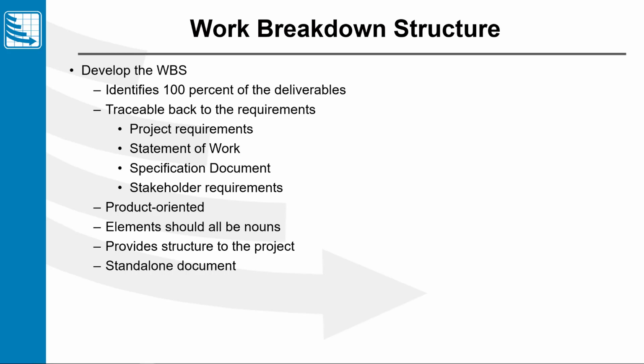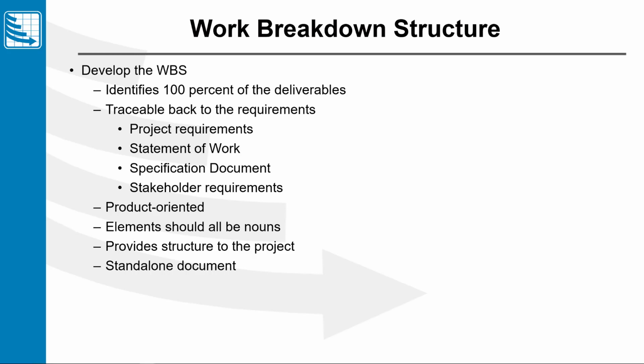The products are traceable back to the requirements. They satisfy the requirements. And these things, these deliverables, the content of our WBS, they're products. It's product oriented. So they're nouns. Even though the name of the WBS has the word work, there is no work captured in the WBS. We are simply breaking down the products, identifying the things, and these things are going to drive the work.